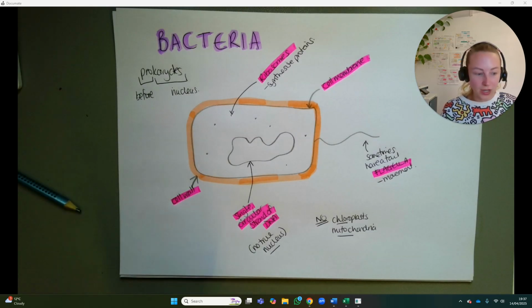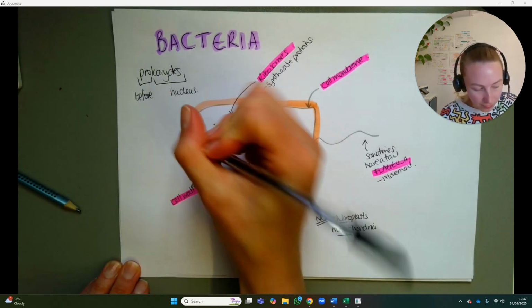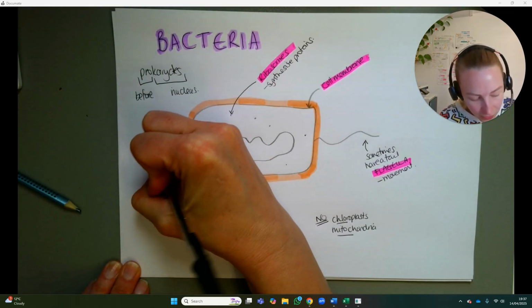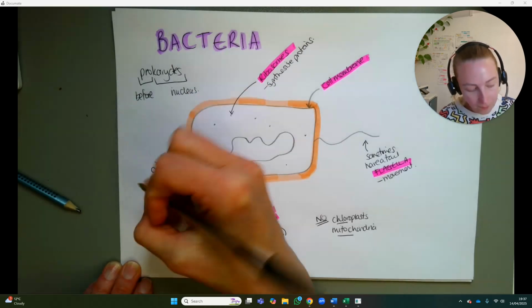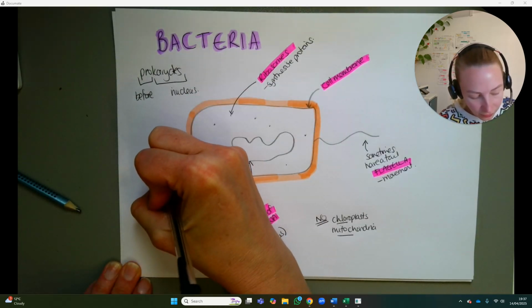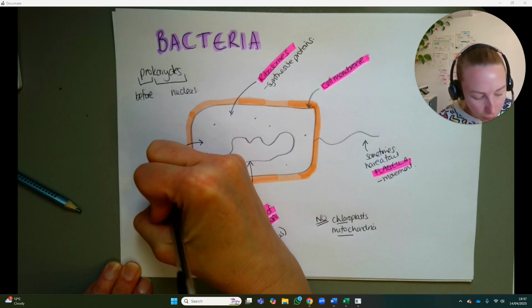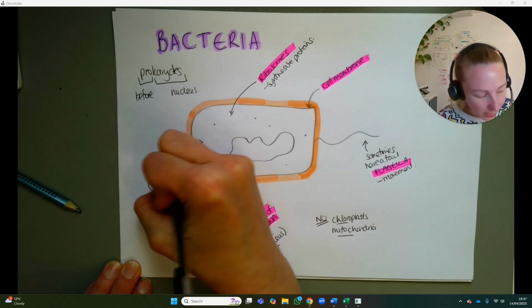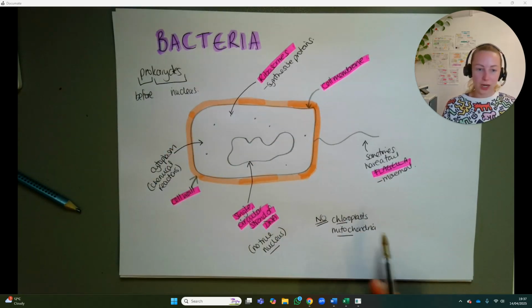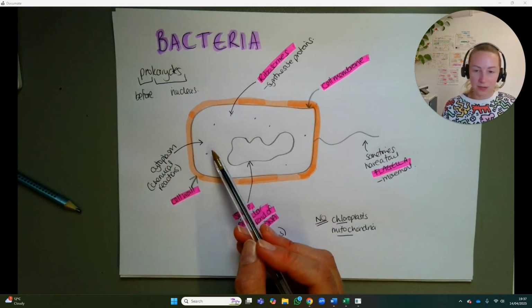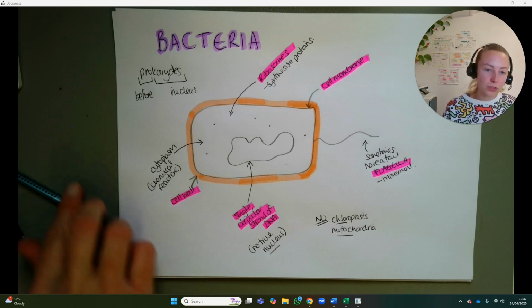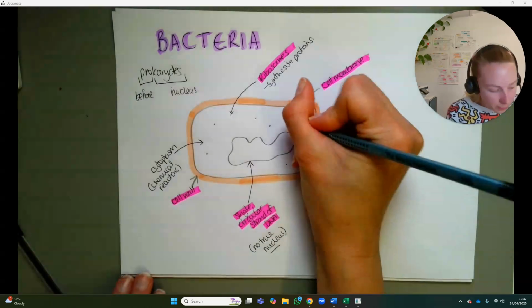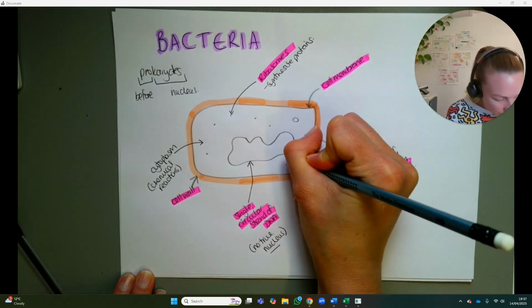We still have the jelly-like substance where all the chemical reactions take place. So this is the cytoplasm. We still have that. So this is chemical reactions. And actually all of the things that would happen inside the mitochondria and chloroplasts will happen just in this cytoplasm now. And then we also sometimes have some smaller bits of DNA.